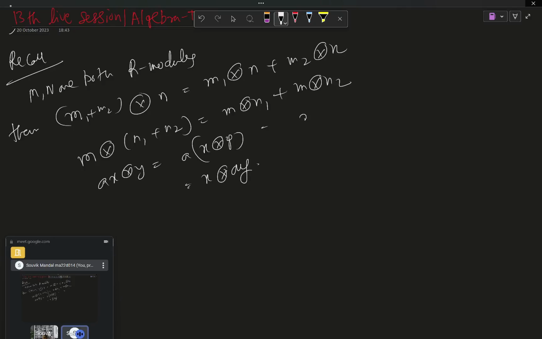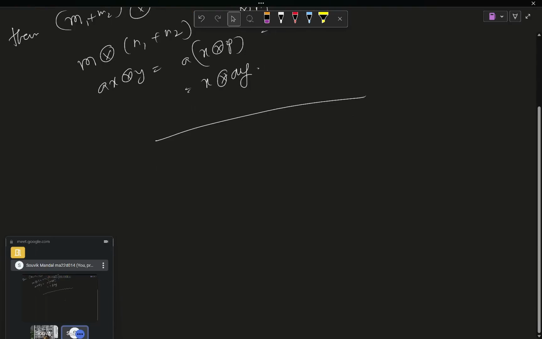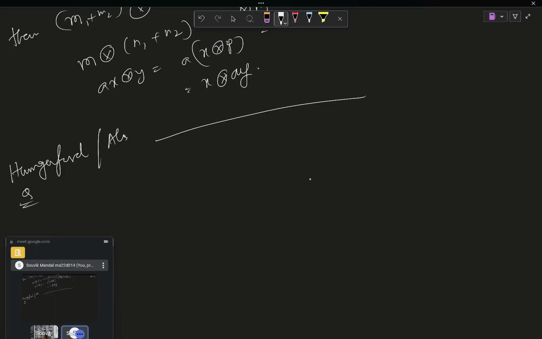So these are some basic properties of tensor product. Right now I'm not writing why x tensor y lies in M tensor N, because I think you are smart enough to understand that. So let's solve the problems. Right now I'm taking these problems from the book Hungerford Algebra.